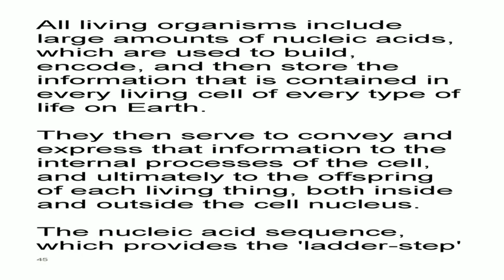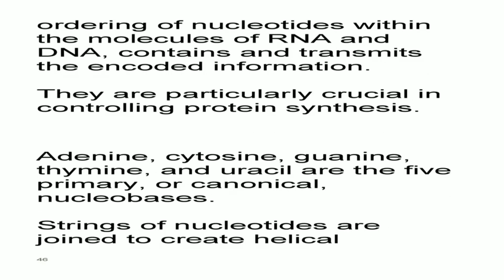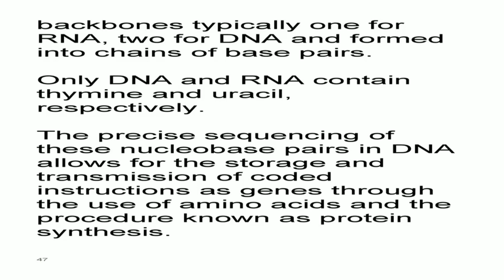The nucleic acid sequence, which provides the ladder step ordering of nucleotides within the molecules of RNA and DNA, contains and transmits the encoded information. They are particularly crucial in controlling protein synthesis. Adenine, cytosine, guanine, thymine, and uracil are the 5 primary, or canonical, nucleobases. Strings of nucleotides are joined to create helical backbones, typically 1 for RNA, 2 for DNA, and formed into chains of base pairs. Only DNA and RNA contain thymine and uracil, respectively.